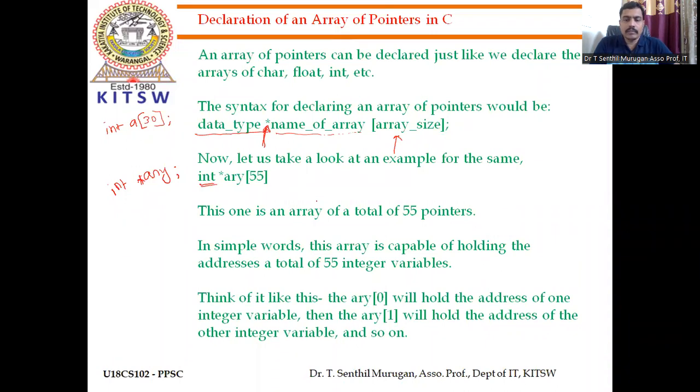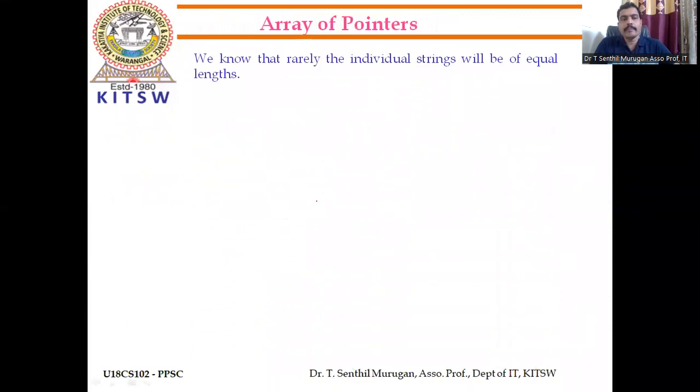So how will it be considered? array[0] will hold the address of one integer variable, then array[1], array[2], array[3], like that up to array[55]. 55 is the maximum size. Array indexing starts from 0, we know that, so it will go from 0 up to n minus 1. So 55 means up to array[54]; till that point the pointers will be created.